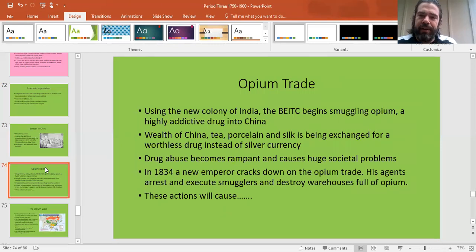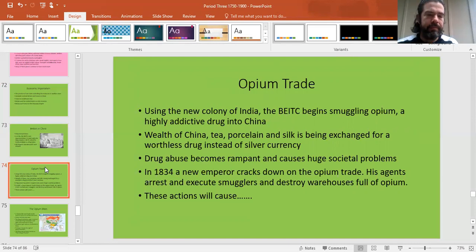This is going to cause China enormous problems for two reasons. Number one, kids, drugs are bad. Opium is highly addictive. And over the course of 20 years, you're going to have an enormous, increasingly large part of Chinese society becoming addicted to opium.